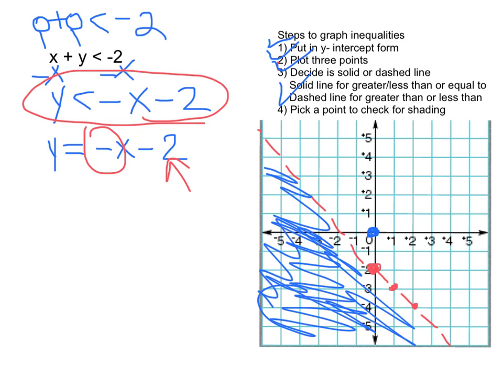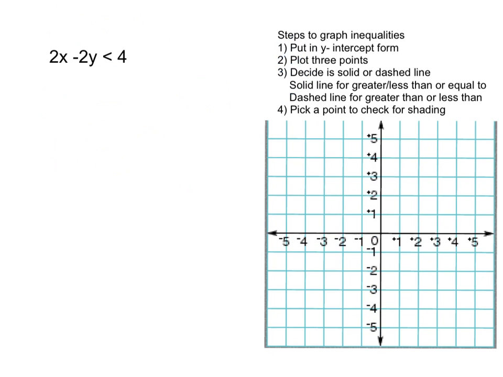Check your work and make any corrections you might need to. Try this one on your own. Put it in y-intercept form, graph, check a point, and shade. Play the movie when you're done to check your work. Let's see how you did.